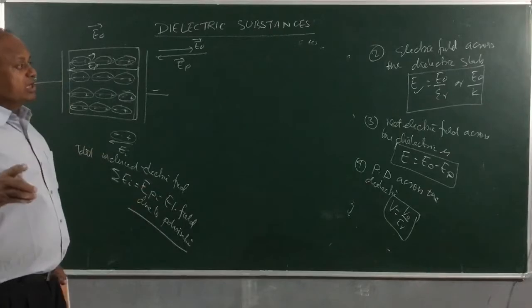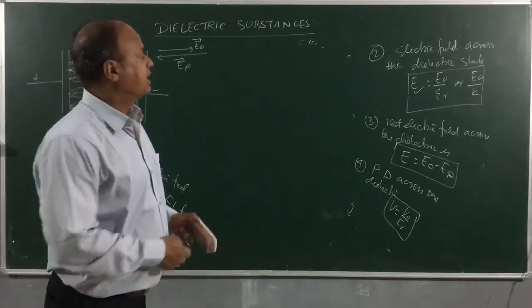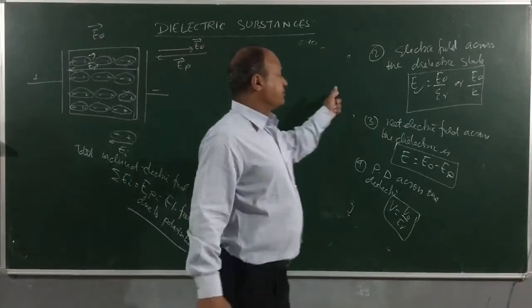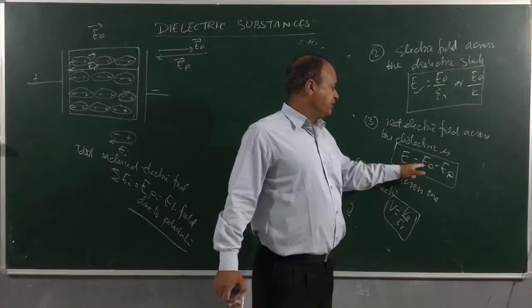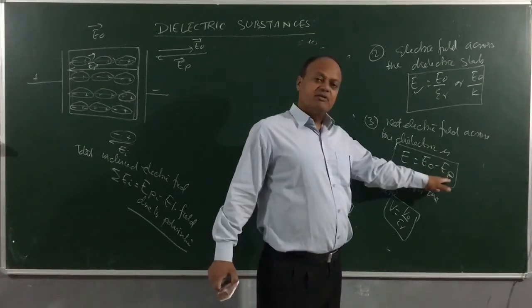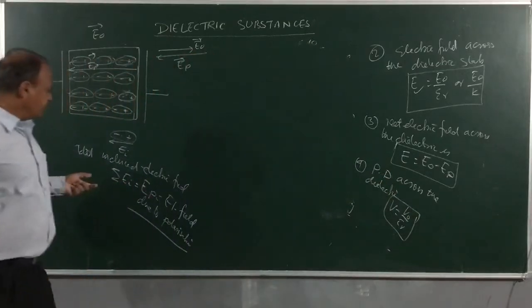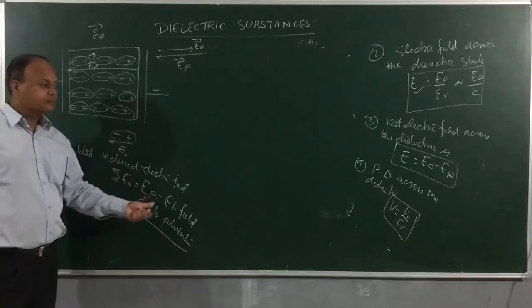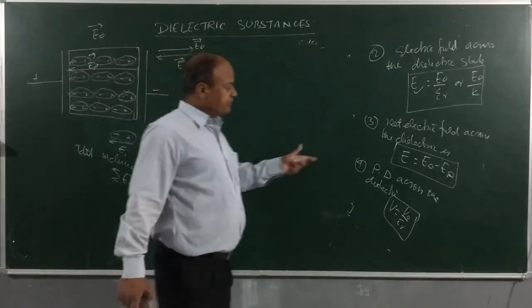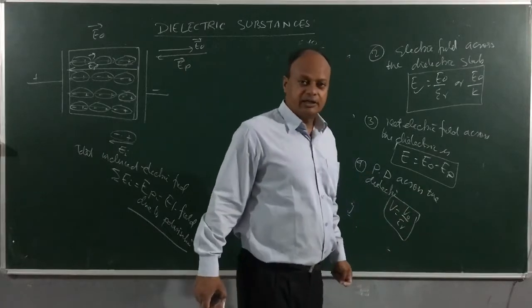So what we learned: when you place a dielectric slab in an external electric field, it gets what? Polarized. The electric field across the dielectric slab becomes 1 by epsilon r. The net electric field E becomes E naught minus E P, where E P is the electric field due to polarization. When I add all the induced fields, I get E P. And the potential difference of the dielectric slab becomes V naught by epsilon r. Clear?